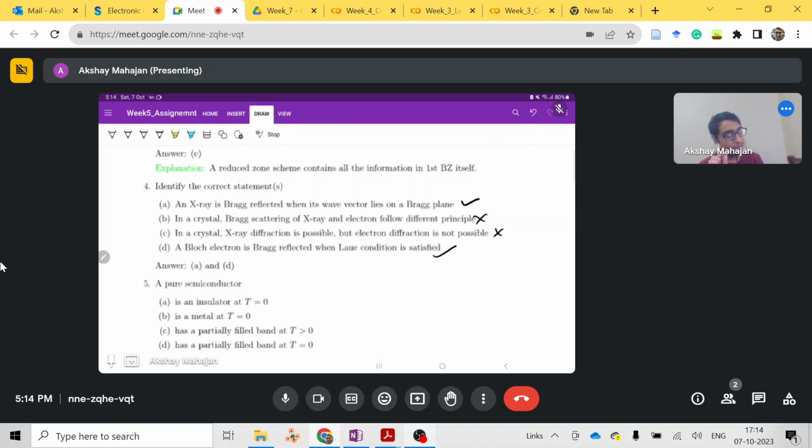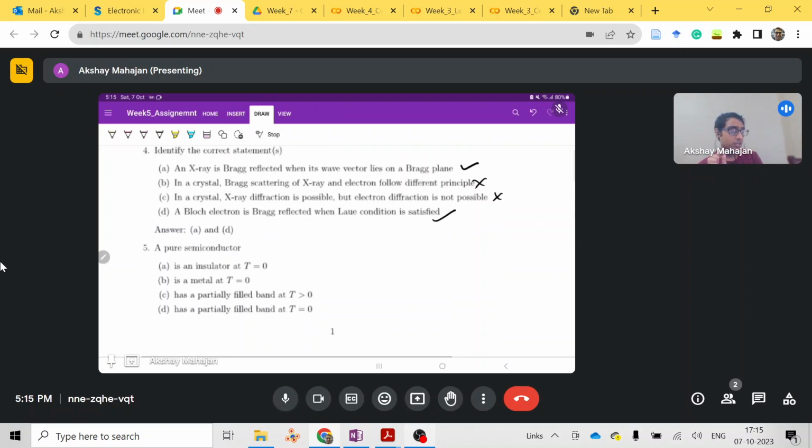That is why we are drawing the bisector symbol for the plane zone. Okay, so for a Bloch electron, Bragg diffraction happens when the Laue condition is satisfied.